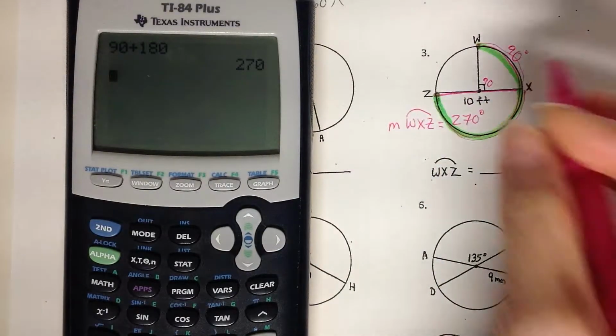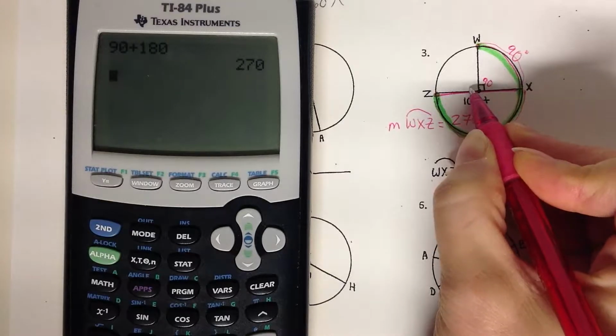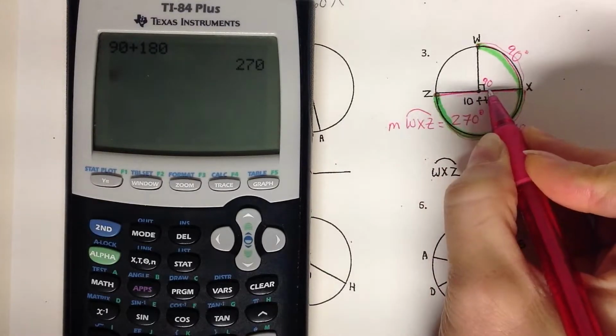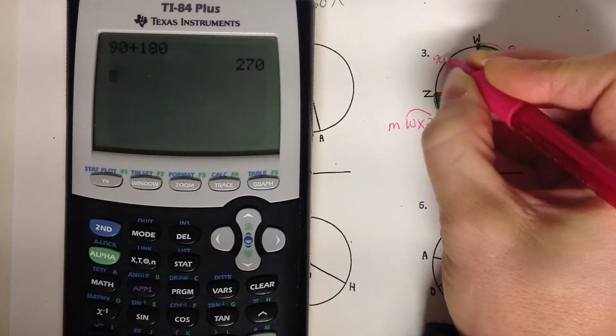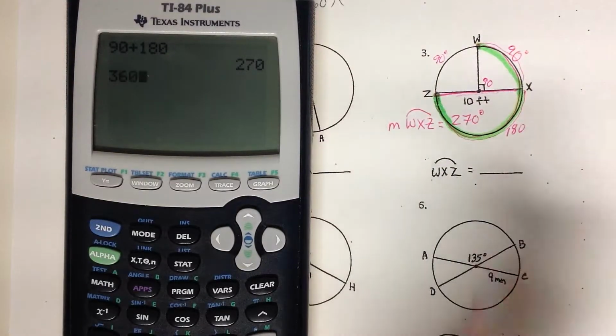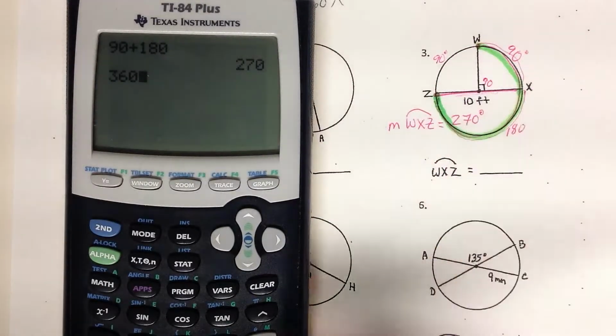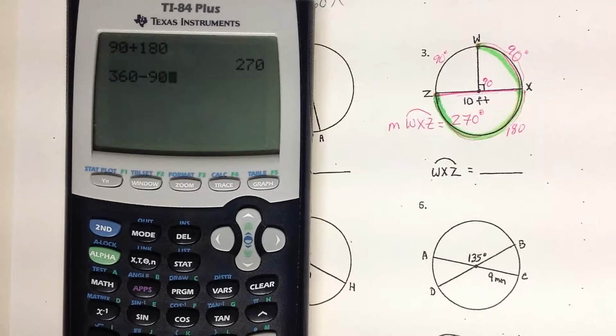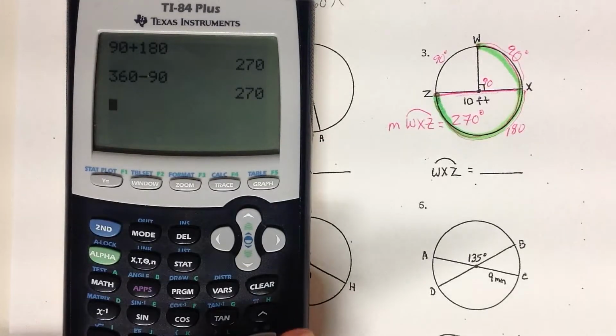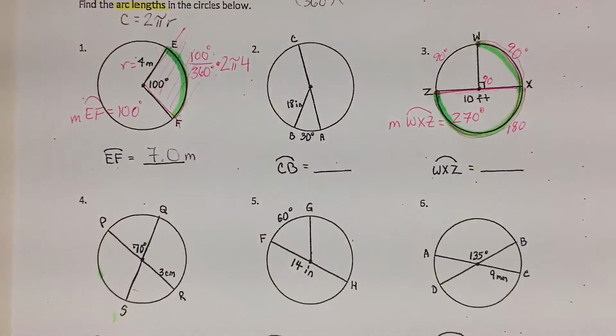Or, if that's 90, this is 90, because that's a linear pair. So I could have done 360, the whole circle, and gotten rid of the arc I didn't want, the 90, leaving 270. That's my first step.